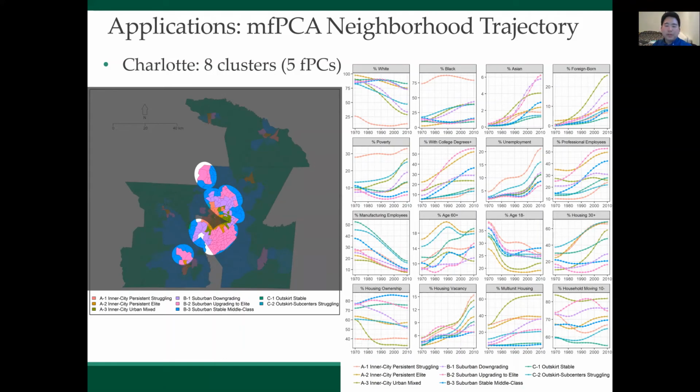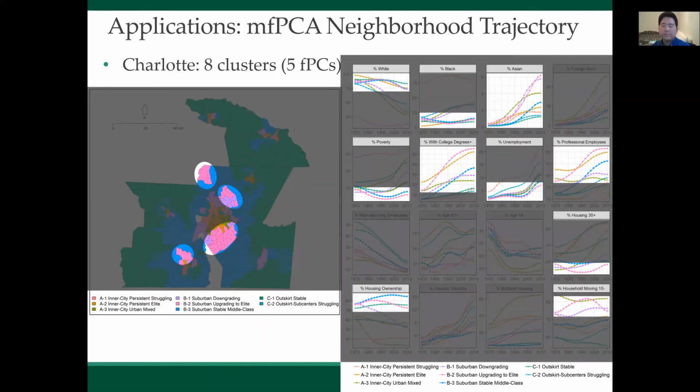On the suburban side, I'd like to show 2 neighborhood trajectories which take very different paths. This pink-colored neighborhood trajectory shows suburban upgrading to elite trajectory. The major population has been whites, but the socioeconomic status has risen very sharply over time. You can see the poverty and educational attainment rates increase over time. This shows suburban change toward stable and rich neighborhoods.